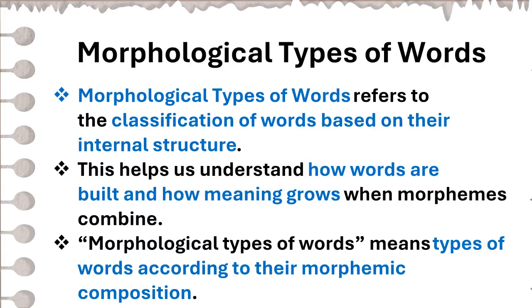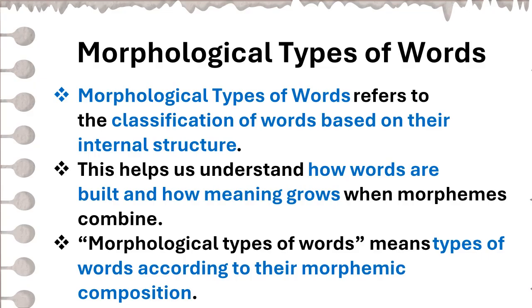So let's get started. When we use this phrase, morphological types of words, we're talking about how words are classified based on their internal structure. Basically, how many morphemes, the smallest units of meaning, they contain. In morphology, this means looking at whether a word is made of one morpheme, simple, or several morphemes, more complex. This classification helps us understand how words are formed and how meaning grows when morphemes come together.